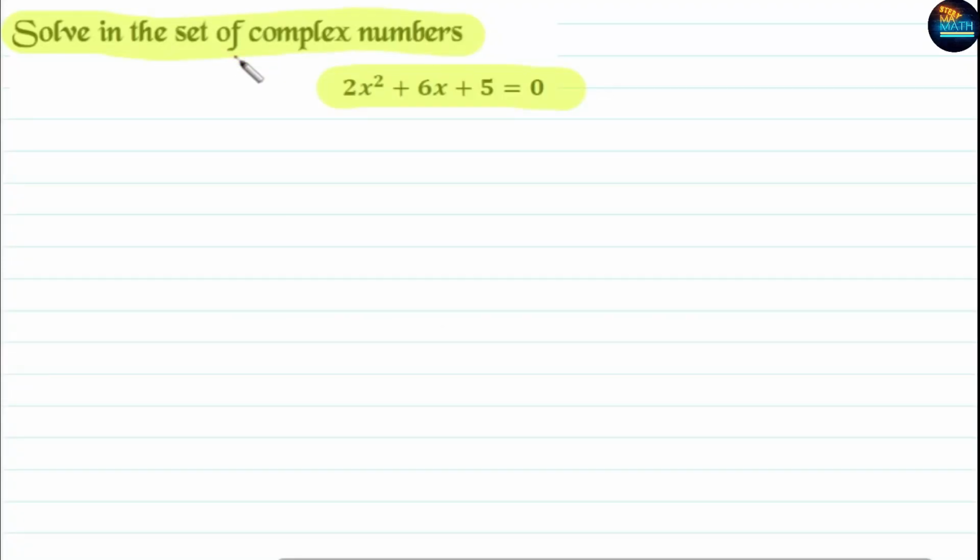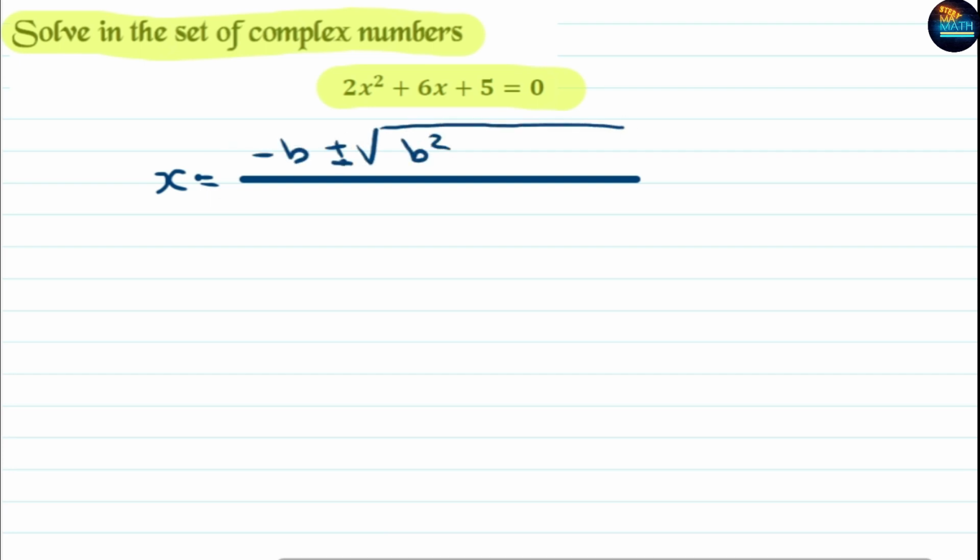Solve the equation 2x squared plus 6x plus 5 is equal to 0. And here it's difficult to factor the expression on the left-hand side, so you can use the quadratic formula or general formula. So x is equal to, you remember the quadratic formula, negative b plus or minus the square root of b squared minus 4ac divided by 2a. And a is the coefficient of x squared, which is 2. b is the coefficient of x, which is 6. And c is the constant term, which is 5.